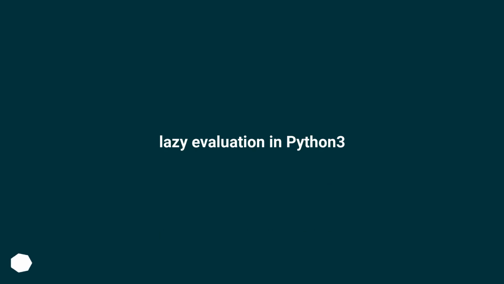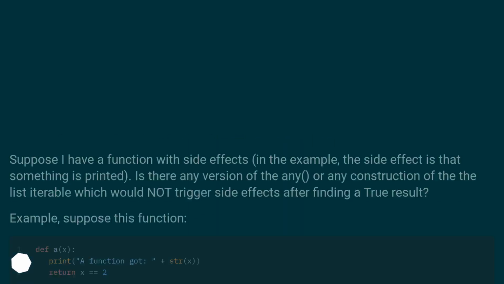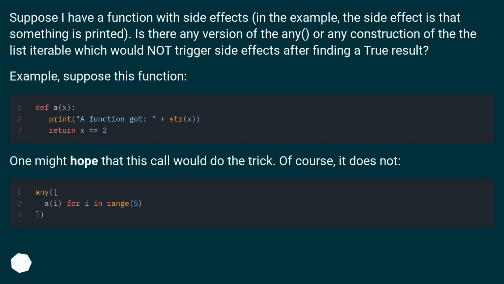Lazy evaluation in Python 3. Suppose I have a function with side effects. In the example, the side effect is that something is printed. Is there any version of the any construction of the list iterable which would not trigger side effects after finding a true result?